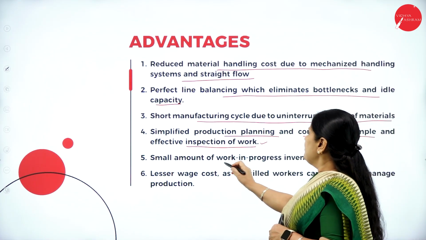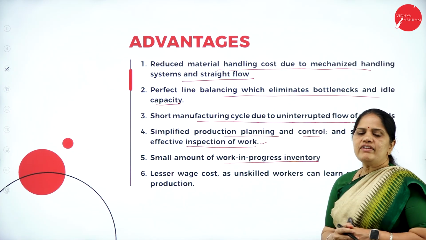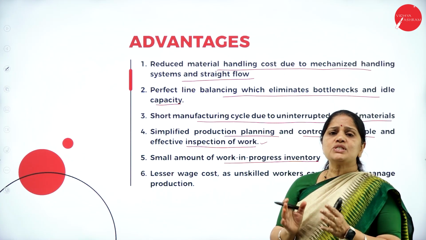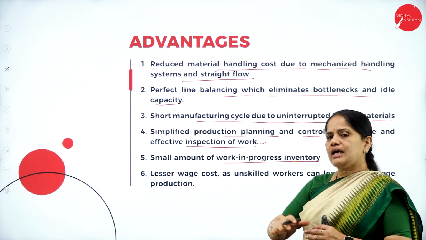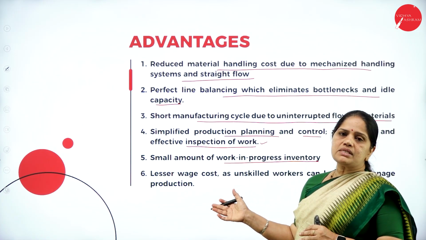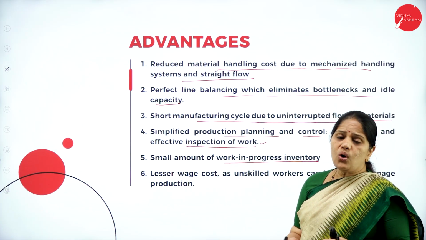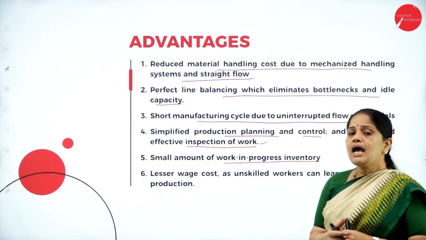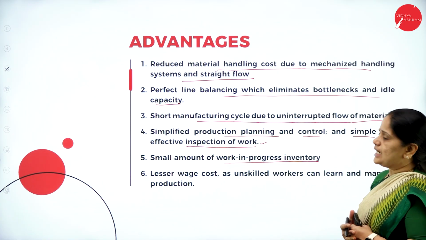Then a small amount of work in progress inventory. There will be almost no work in progress because the manufacturing time is very low. Whatever materials you are feeding into machine 1 automatically come out of the last machine, as a result of which within no time the raw materials will be converted into finished products, and as such we will not have any work in process inventory at all.